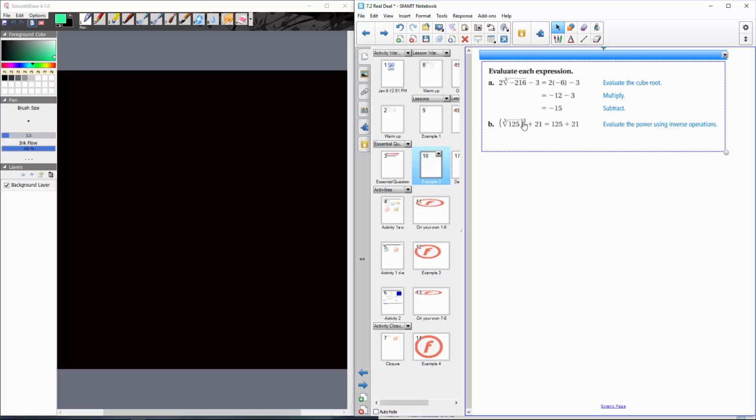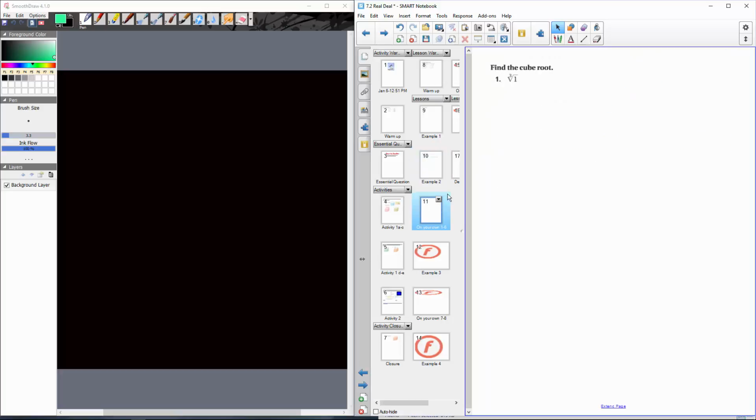This one here, the cubed and the cube root will cancel out. So this will just be 125 plus 21. And I get 146 altogether.